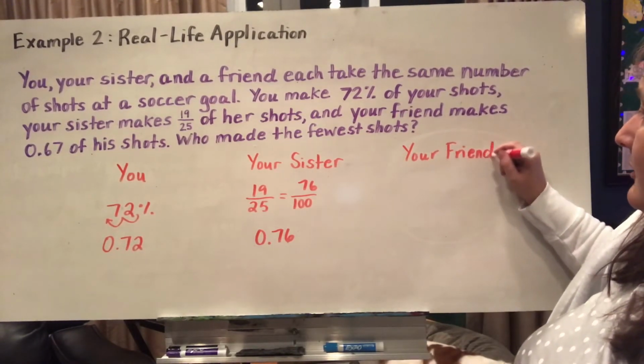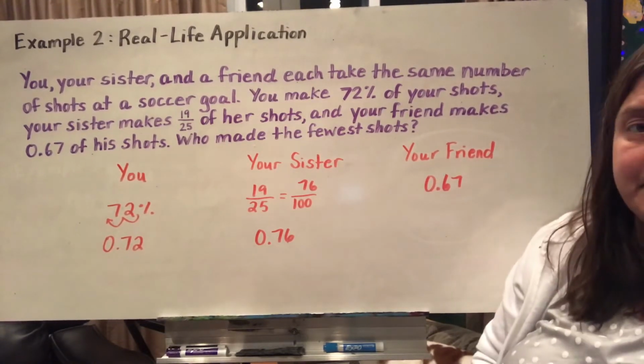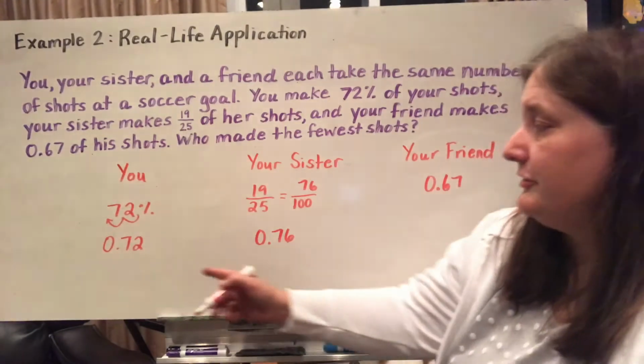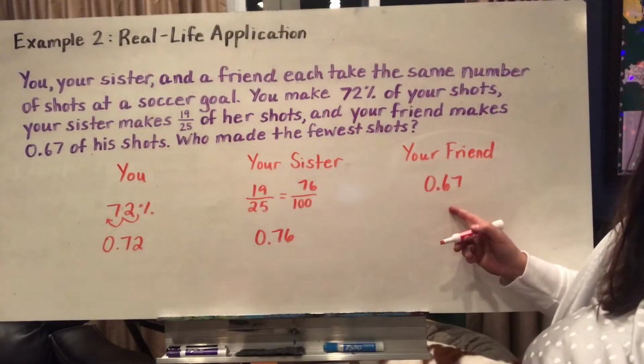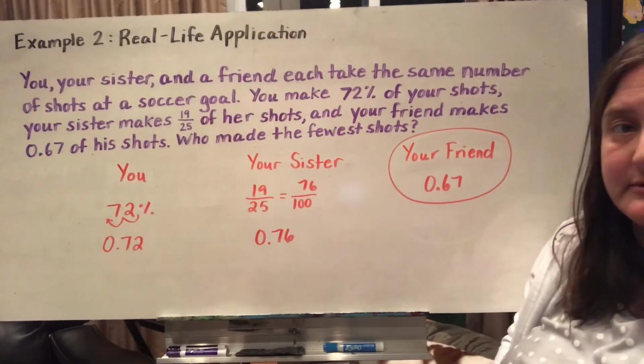And we've got one more person to consider, the friend. The friend's data was already given to us in decimal form, so I'm just going to keep it the same. So of these three, the smallest decimal is my friend's. So my friend has made the fewest shots.